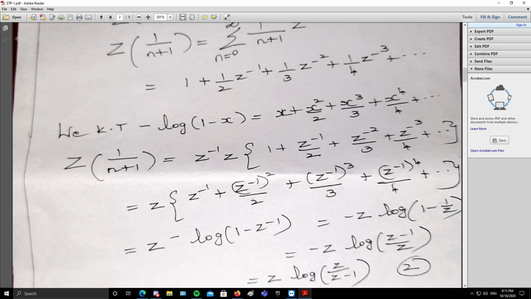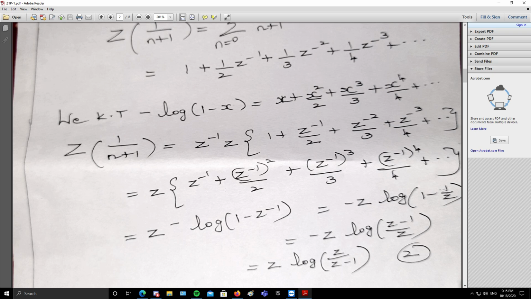So z inverse plus z inverse whole square by 2 plus z inverse whole cube by 3 plus z inverse whole power 4 by 4 plus etc. So to get the logarithmic series, we multiply this by z inverse. Then I am taking z inverse inside. Now you see the series: z times z inverse plus z inverse whole square by 2 plus z inverse whole cube by 3 plus etc.